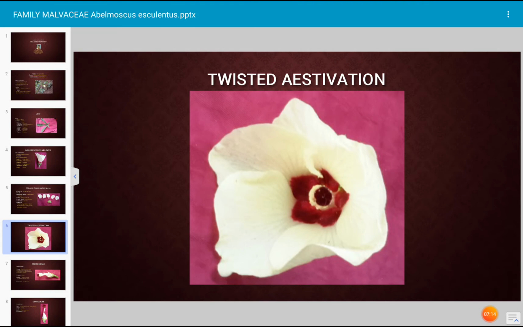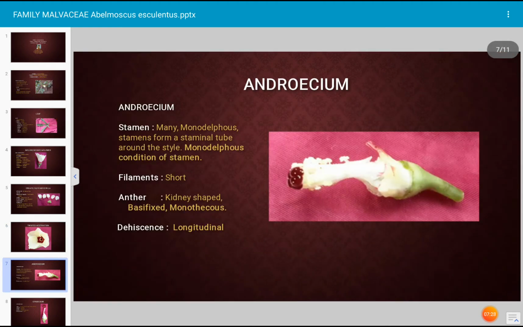Arrangement of petals or sepals means aestivation. Aestivation in the corolla of the flower is twisted aestivation, which occurs in the flower of Abelmoschus esculentus, family Malvaceae. Next. This is the androecium.